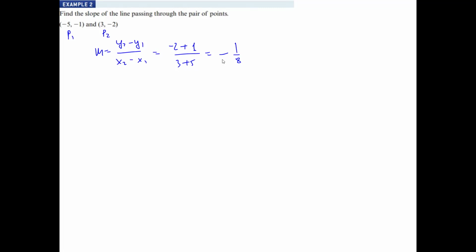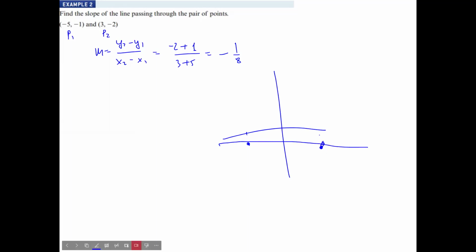Good? I just don't understand. What don't you understand? It's just like, why does it say line passing through? It's just another way of saying it. I could have done it. Well, minus 5, minus 1, one point. Yeah. 3, minus 2, another point. Okay? Good? Any other questions? In other words, those 2 points belong to the line.